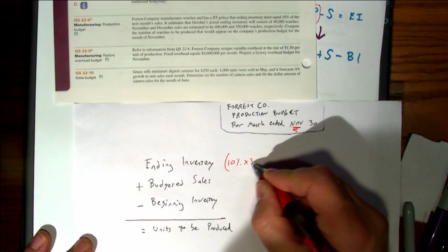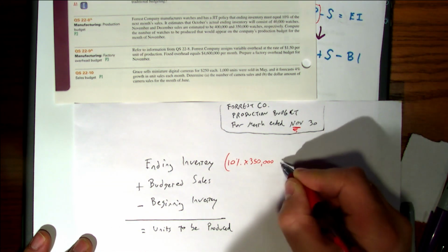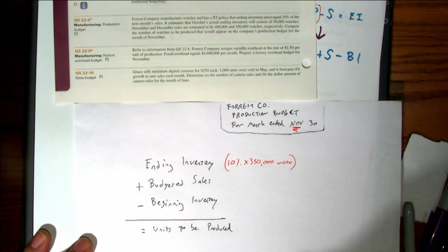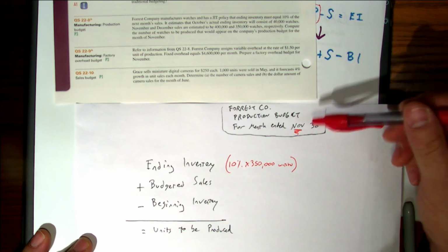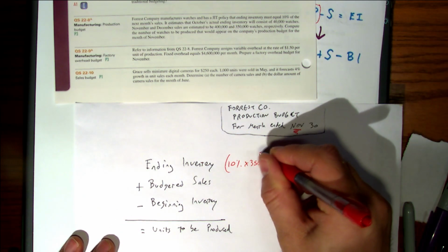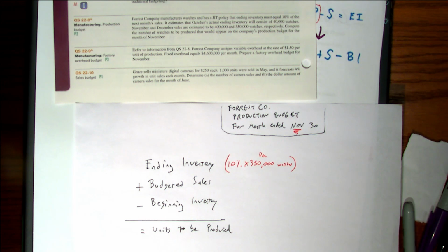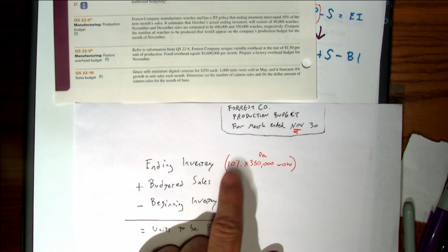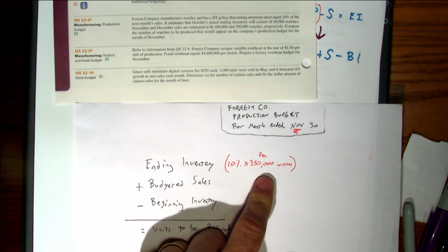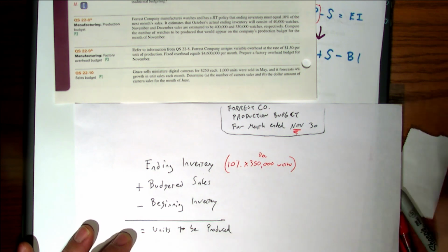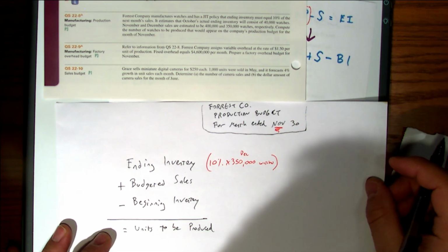350,000 watches. It's 400,000. What? Is that correct for November? Well, you need the sales for December, because it's 10% of the next month's. So this is December's sales. We're doing November, so we need 10% of December's sales. So what's 10% of 350,000 watches? 35,000. Is that right?